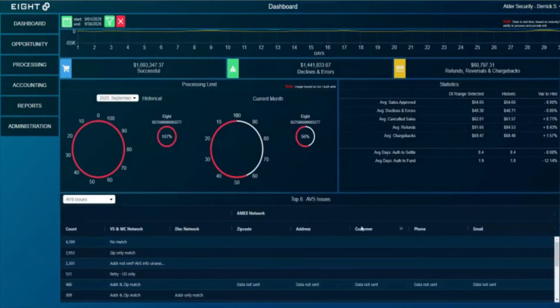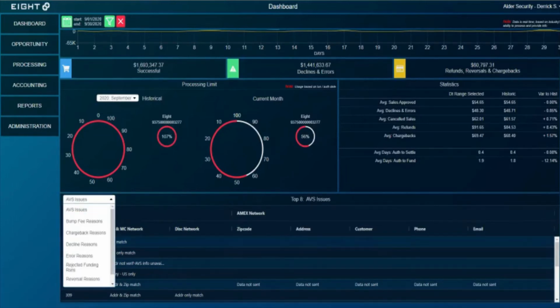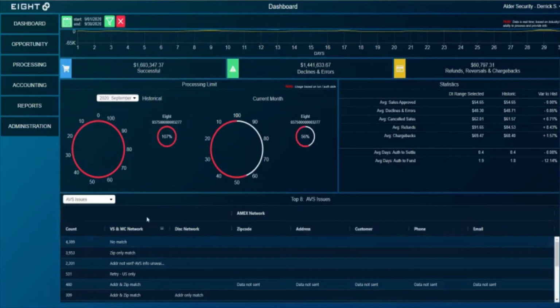One of the things we've added is a window down here we call the top 8. These are top 8 issues that are affecting their rates and the ability to have successful transactions. These are just in alphabetical order and not priority order. And you can see the different topics here of what they can look at and see, is this a problem for my company? So the first one we're on right now is AVS, which is the address verification check.